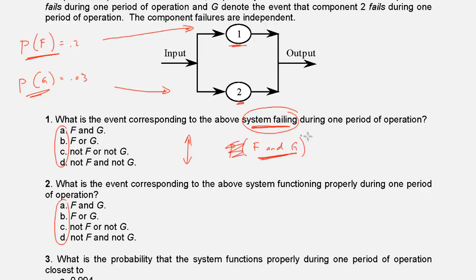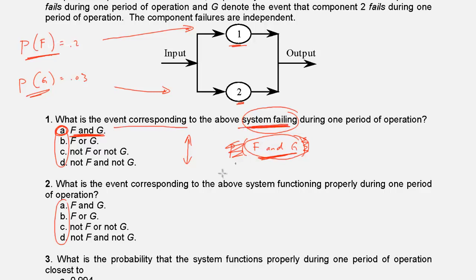We don't even need the probability of that. They're really just looking for what is the actual event. So the first one failing and the second one failing. So the answer then would be A, but we don't have to tell them that. We just have to show them that F and G is the answer. So the first one failing and the second one failing, that is the event that corresponds to the entire system failing.